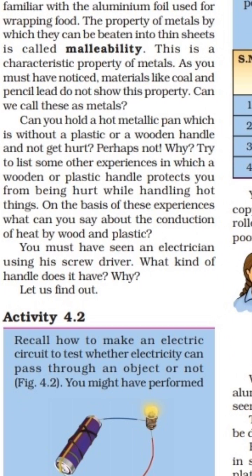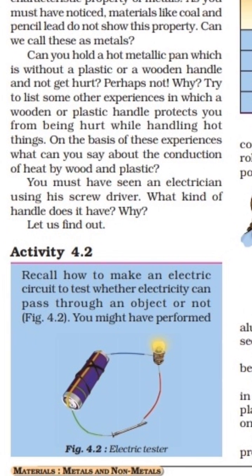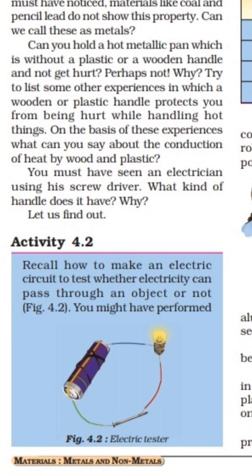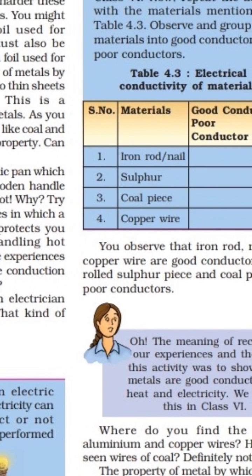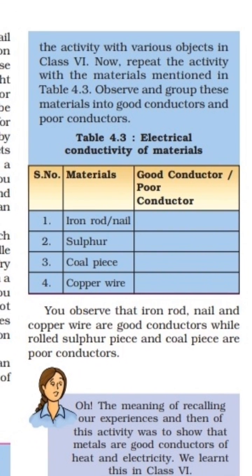Now let us find out. One activity was mentioned there. See the activity, it is a simple activity. We already did this activity in class 6, Electricity, chapter 13, activity 4.2. Recall how to make an electric circuit to test whether electricity can pass through an object or not. You might have performed this activity with various objects in class 6.